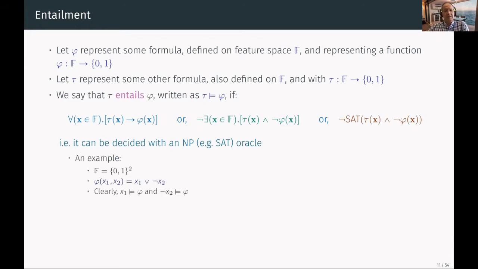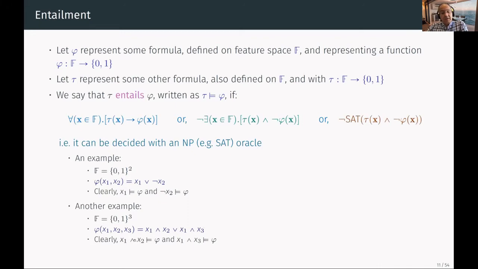Now let's see an example. The feature space is 0, 1, in 2 dimensions. So we have a classifier defined on 2 features, x1 and x2, phi equals x1 or not x2. Clearly, x1 entails phi. Why? Because whenever x1 is true, for sure the function is going to be true. In the same way, not x2 entails phi, because again, when not x2 is true, the function is going to be true. A more complicated example defined on 3 features. And as you can see, it's a disjunction of 2 conjunctions.